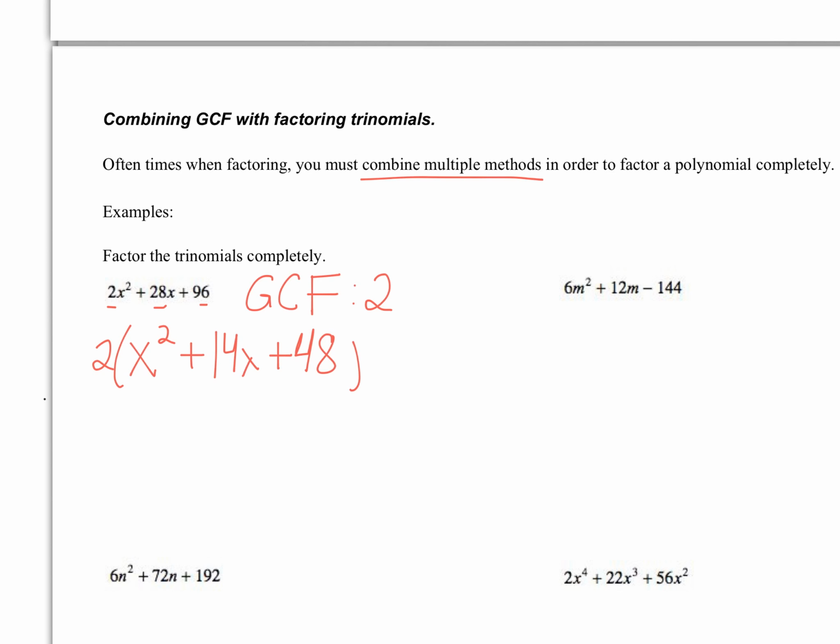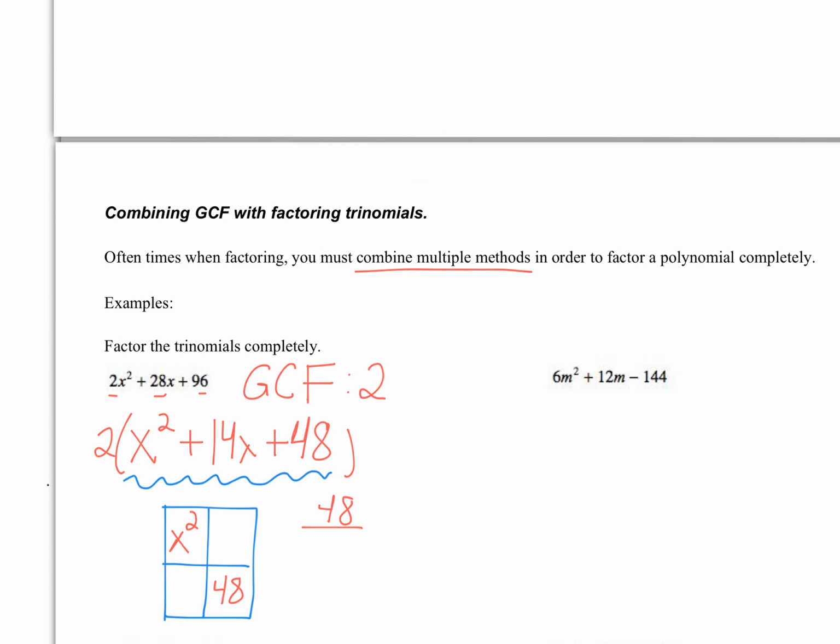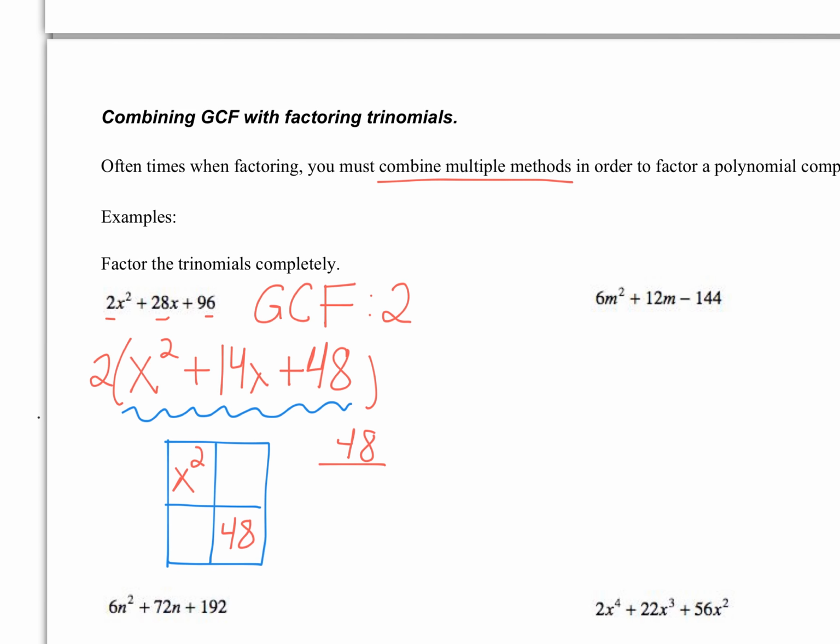So I have that 2 out in front, but now I see something that I know how to factor in the parentheses. That's a trinomial, box method. Box method is our strategy here. So I'm going to create the box. First term, the x squared, goes up in the top. Bottom right is the 48. And we need factors of a times c, so 48 times 1, that add to 14, that number, right? That add to 14.